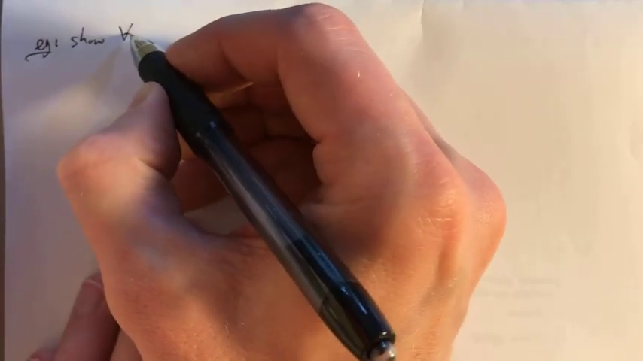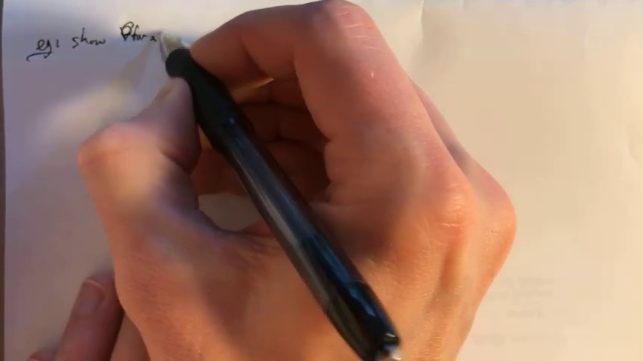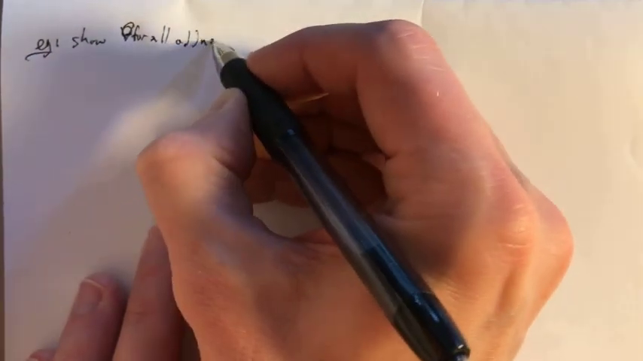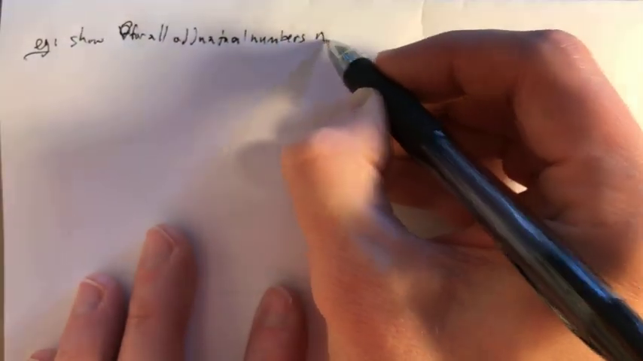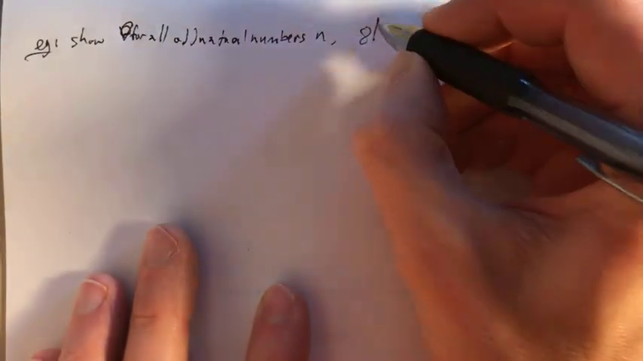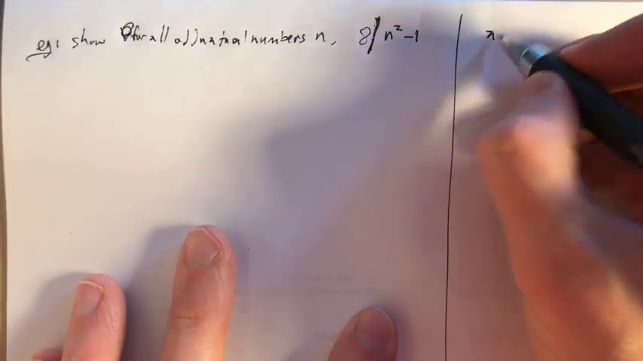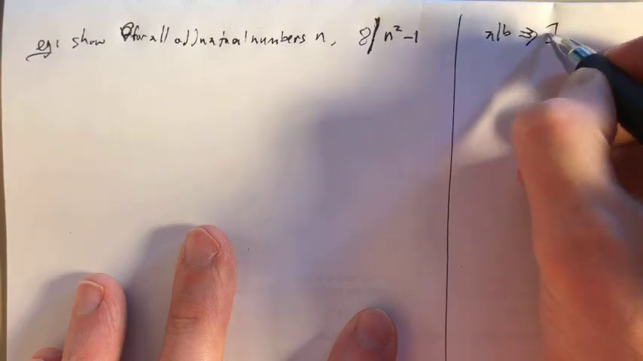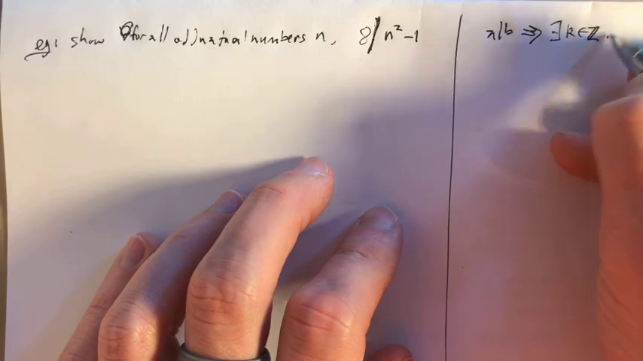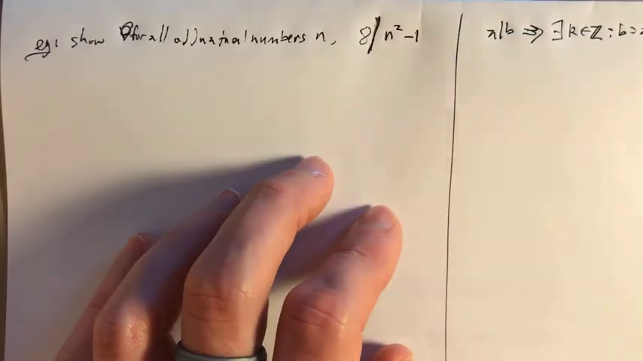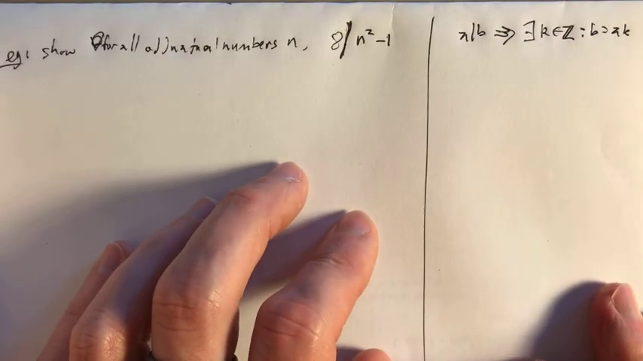For all odd natural numbers n, we have that 8 divides the quantity n squared minus 1. So again, to remind you, A divides B implies there exists an integer, and I'm going to call it k, such that B equals Ak. Okay, that's what I mean by divides.